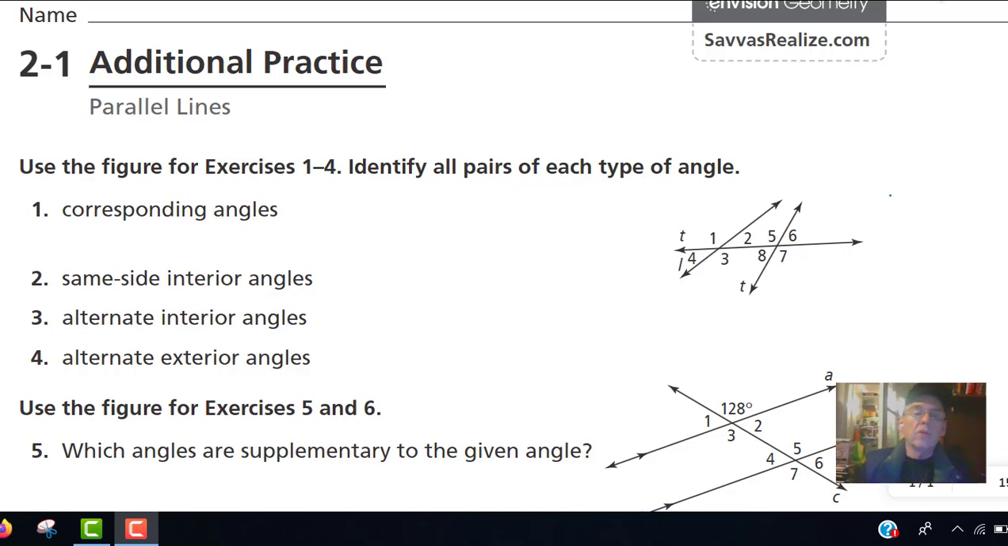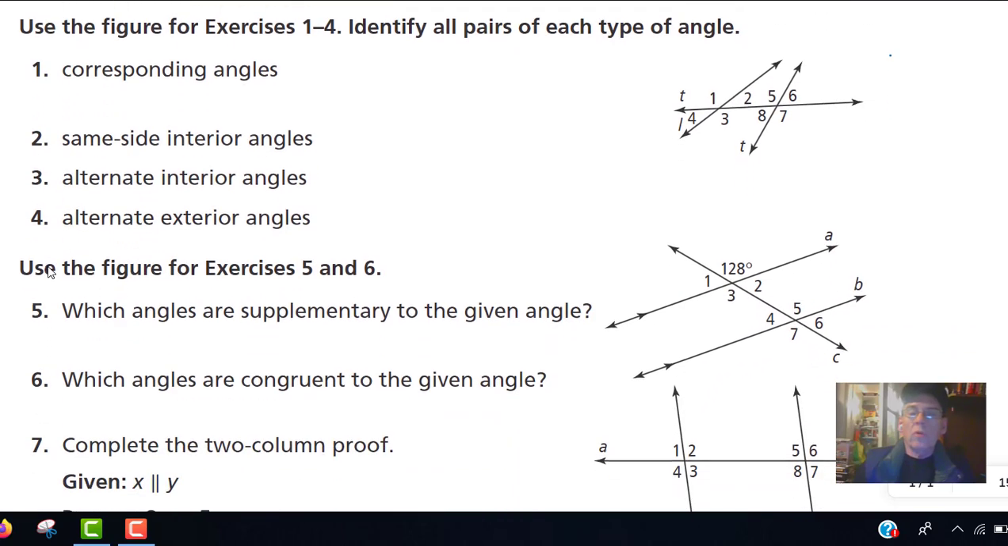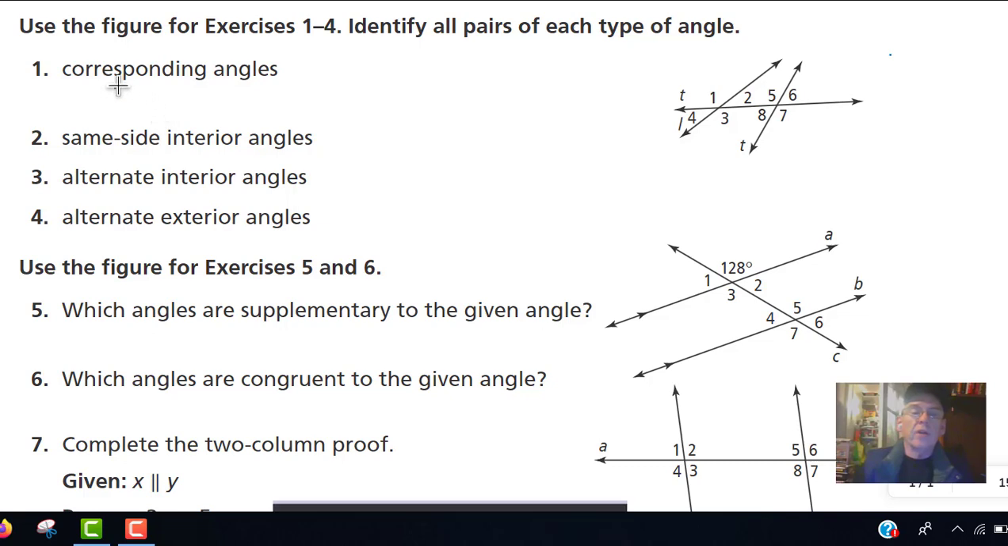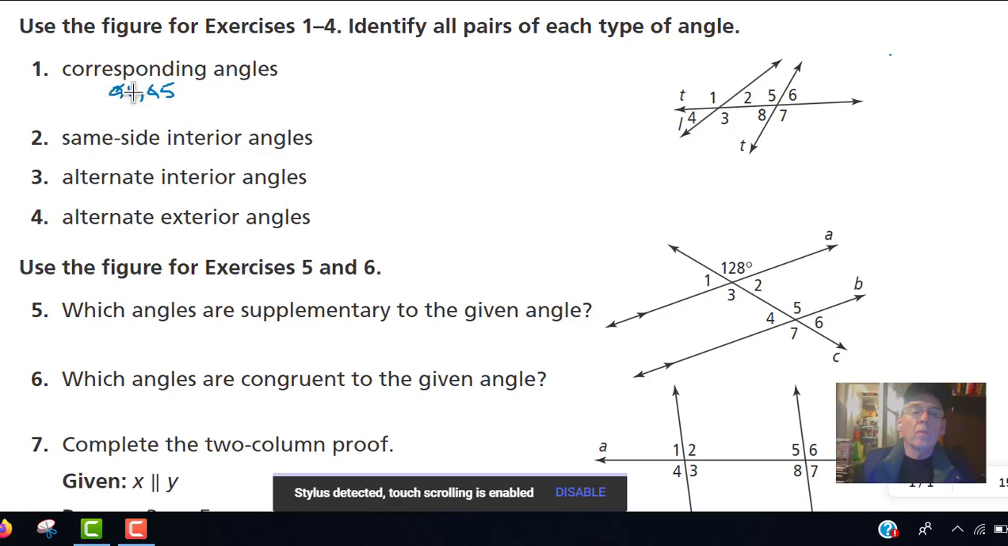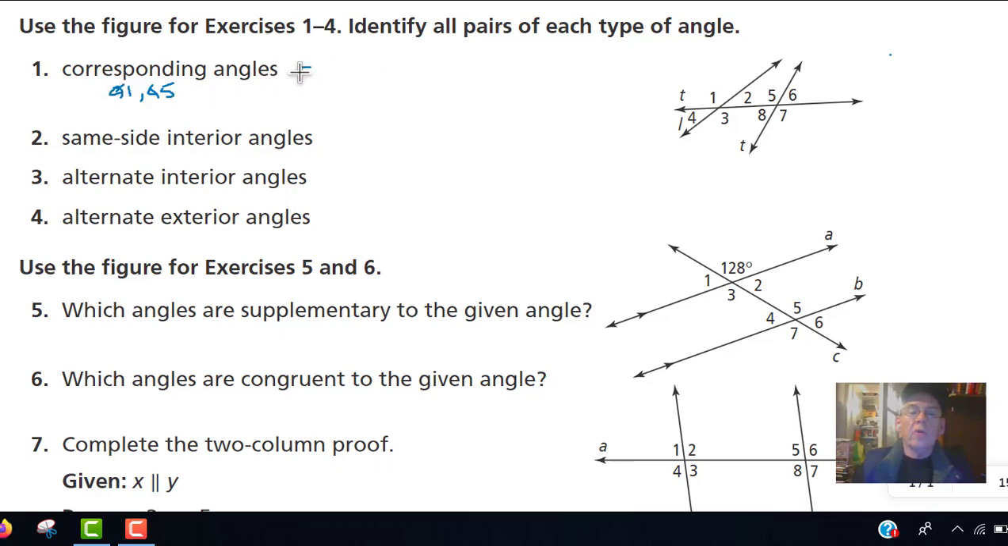This video accompanies the 2-1 additional practice on parallel lines. So let's look and see what we have here. Using this diagram, we want to identify all the corresponding angles. Remember, corresponding angles are same side, same side. So 1 and 5 are corresponding. And corresponding angles are congruent if lines are parallel.